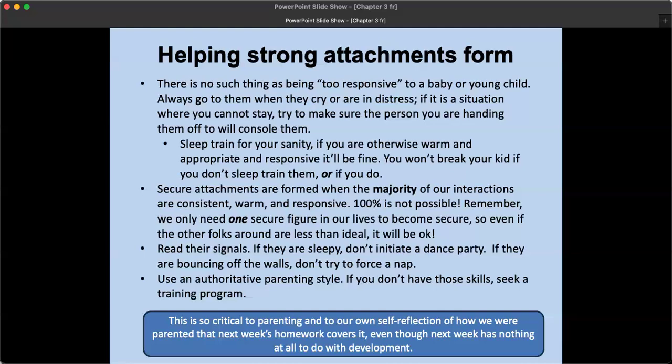Okay. Use an authoritative parenting style. If you don't have those skills, seek a training program. There are lots of training programs out there for your parenting skills. So it's so critical to parenting and our own self-reflection of how we're parented that next week's homework covers this, even though next week has nothing to do with development.